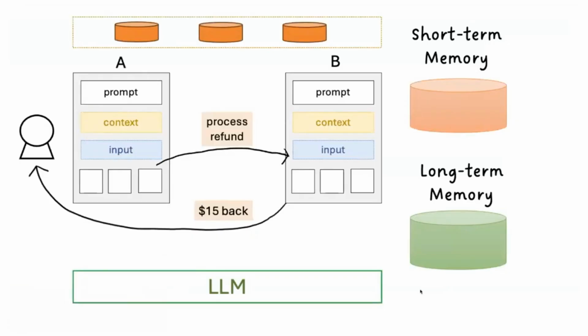All right. And then I'll talk about a memory system. Another interesting concept is the memory system. Suppose we have this exchange where we process a refund and $15 comes back. Instead of having explicit communication between agents, sometimes you could use a separate database to store memories. So for instance, in this exchange, process refund and $15 back.